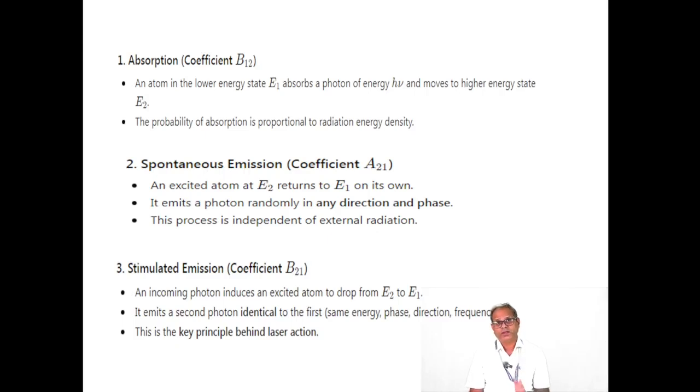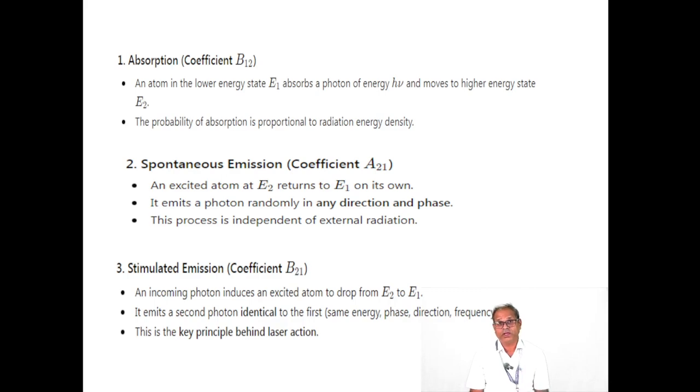The second coefficient is spontaneous emission, that is coefficient A21. Atoms are already in the excited state for spontaneous emission, and they will try to return to the ground state, that is the E1 state, on their own. When they come from the excited state to the lower energy state, they are independent of the external photon, which is why they emit light in any direction.